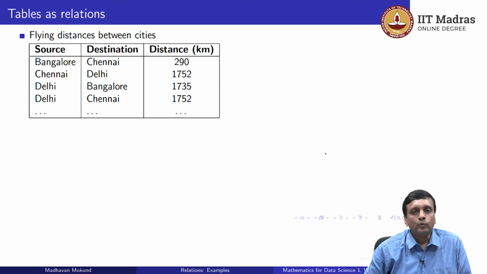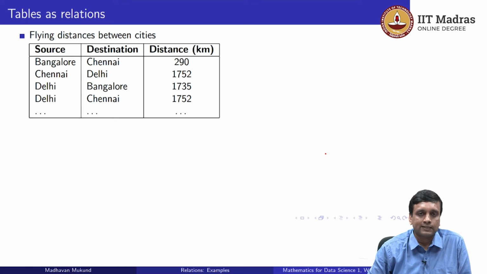Now, one thing you can do is to extend this to a table. So, here is a useful table that we might want to keep, which might be used to derive other things such as how long it takes to fly or how expensive a ticket is likely to be. So, here we are just recording a fact, which is the flying distance between a pair of cities.